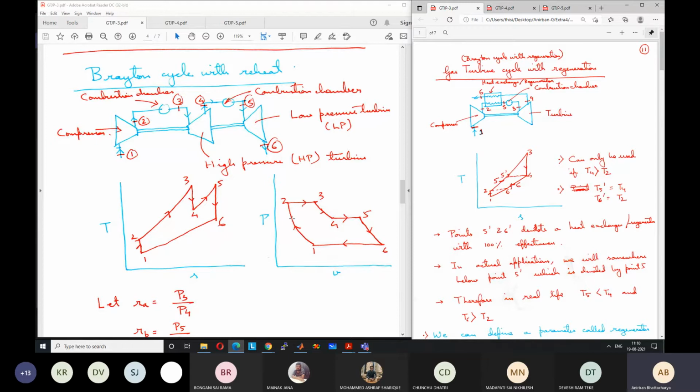Same process looks like this in PV diagram. 1 to 2 is isentropic compression. Compression, so pressure is increasing, volume is decreasing. Then 2 to 3 is constant pressure heat addition. Constant pressure process, heat addition means that the specific volume is increasing at constant pressure. Temperature and specific volume will increase.